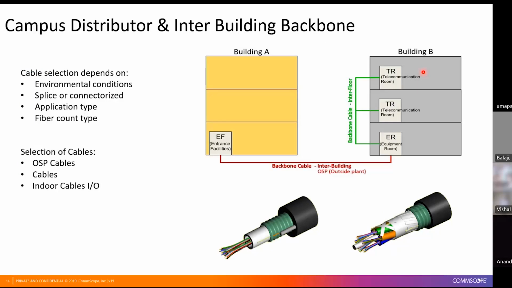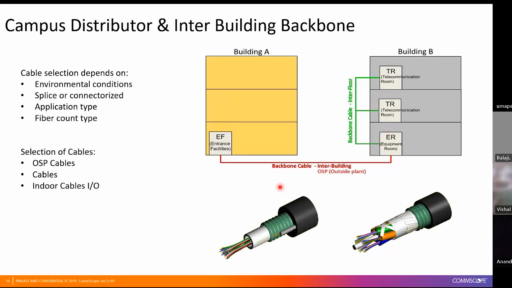So this is a picture for your campus distributor. Let's say you have multiple buildings, and this is the campus distributor building here. From here, the fiber cables are taken to the building locations. So it is called inter-building backbone, or campus inter-building backbone connectivity. Generally, mostly it will be outside plant cable. OSP means outside plant cable.